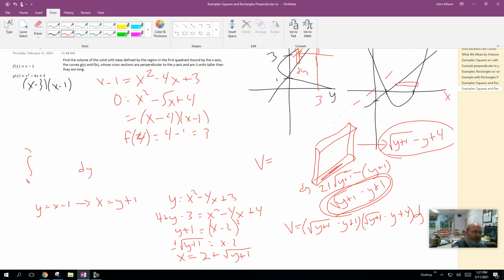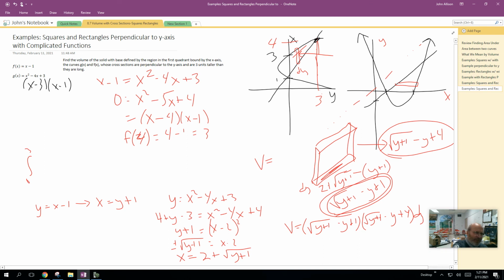So let me erase my little dy here. And let's put in this integral symbol. The volume of one of these, square root of y plus 1 minus y plus 1 times the square root of y plus 1 minus y plus 4 times dy. And that's the integral we need to integrate in order to find the volume of this solid. So I'm going to type that in the calculator and see what that looks like. I'm sure it's going to be fun. We're going to go from y equals 0 to y equals 3.